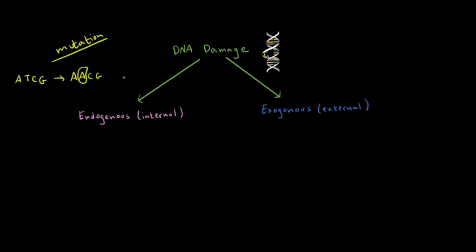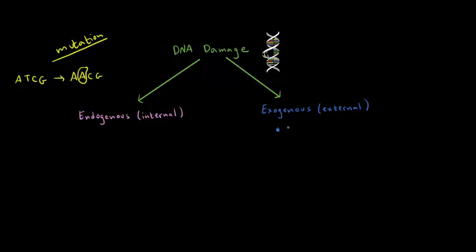DNA damage can be caused by endogenous or internal factors, and that means factors that originate within us, within our own cells. For example, there are certain byproducts of metabolism that can cause DNA damage. Or DNA damage can be caused by exogenous or external factors, and those are factors that originate outside of us or outside of the organism that we're discussing. So let's start with exogenous factors first.